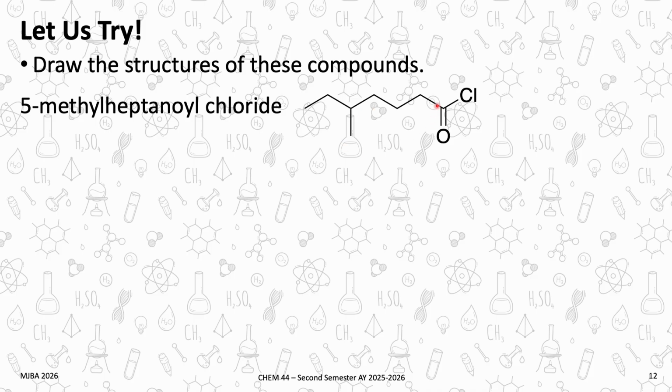1, 2, 3, 4, 5, and then we have the methyl group there, 6, and then 7. And then of course we have the chloride. The second example is sec-butyl 2-methyl hexanoate. Kindly work on it for a few seconds.